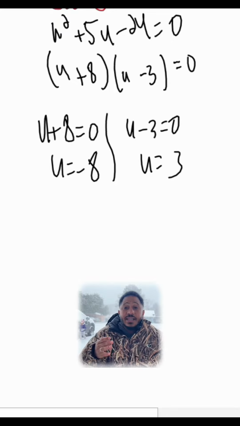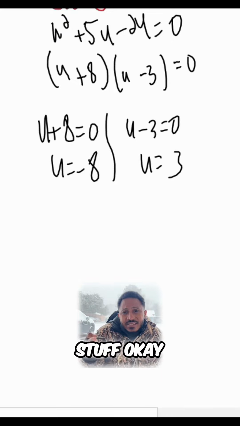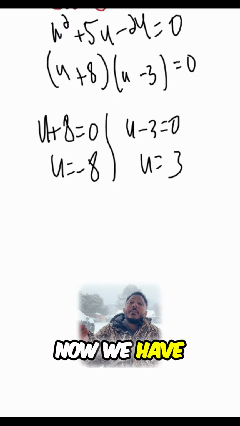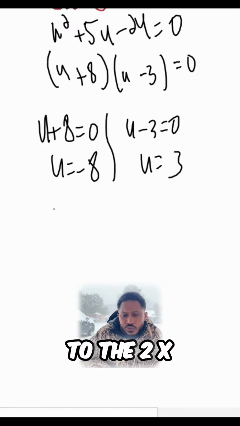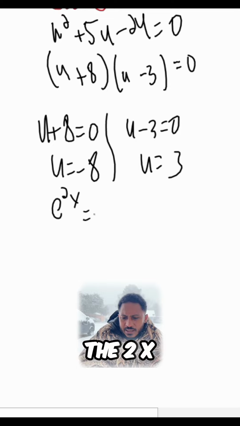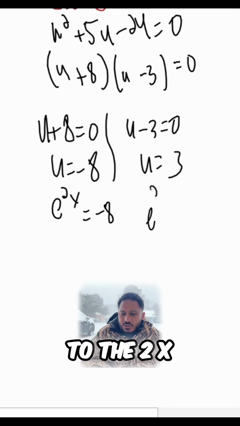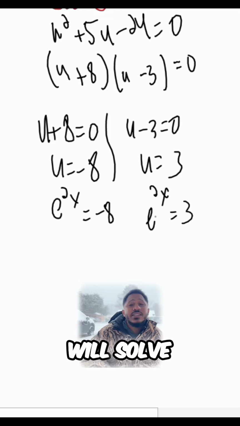Now, again, the x is about x stuff, and this is u stuff. So we have to back substitute what u was back into the equation, meaning u is e to the 2x. So e to the 2x equals negative 8, and e to the 2x equals 3. I will solve each of these separately.